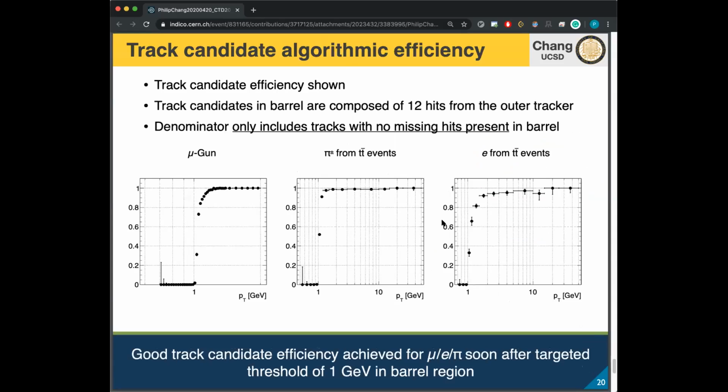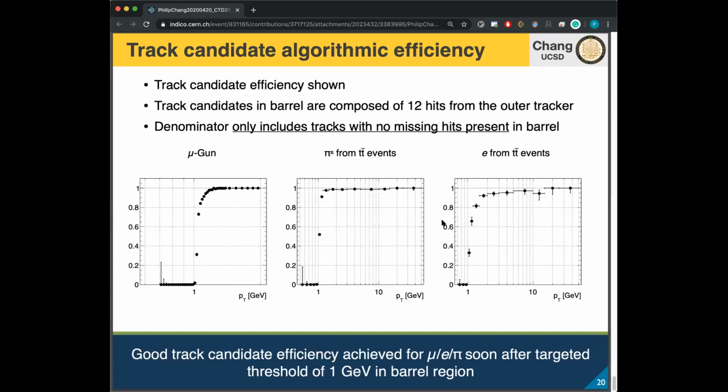At this point, these track candidates contain 12 hits and you can consider them a pretty complete track. As I mentioned before, the denominator currently only includes tracks with no missing hits. But you can see that for the muons, the pions, and the electron cases she's shown, they show a very good efficiency, above the 1 GeV design target threshold. So this looks very promising to us.